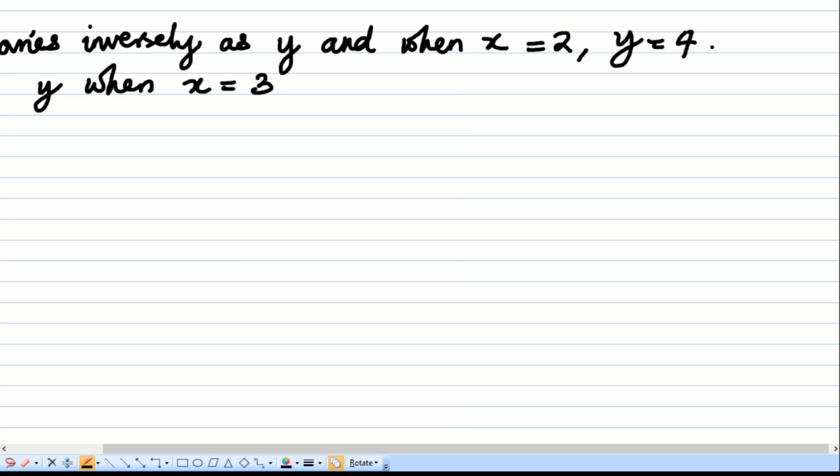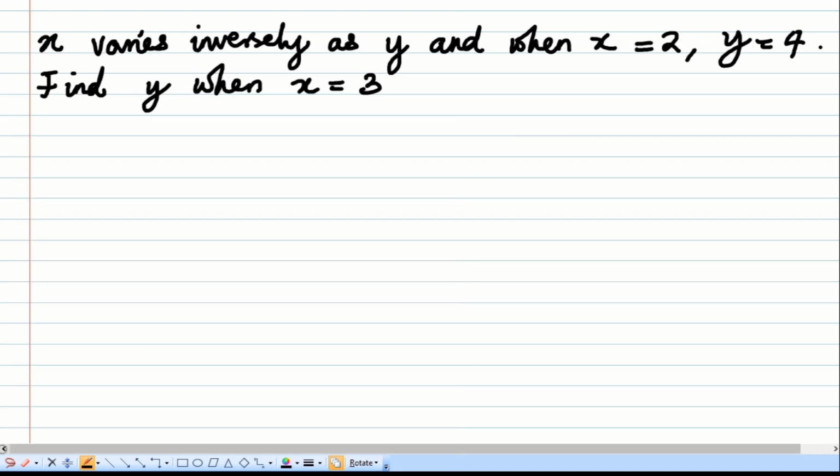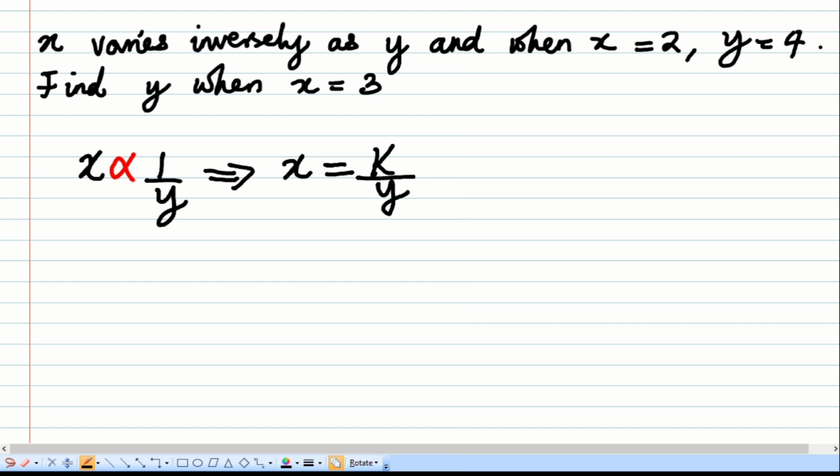So look at this question. Let's say we have x varies inversely as y, and when x is equal to 2, y is equal to 4. So we should find y when x is equal to 3. Now this is a question. You see that the question says that x varies inversely, so we're going to write the equation. Remember, inversely is 1 over y. So x varies as 1 over y. We'll now write the equation. This implies that x is equal to the constant times 1 over y, which is k over y.